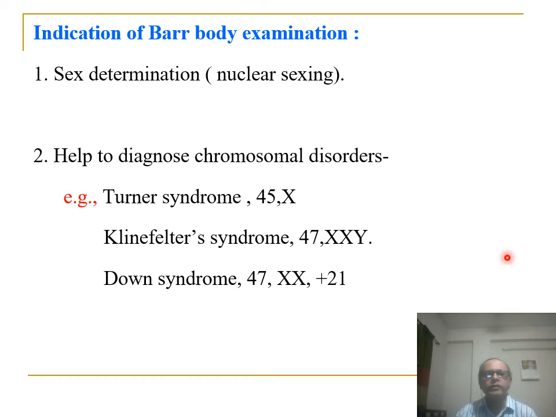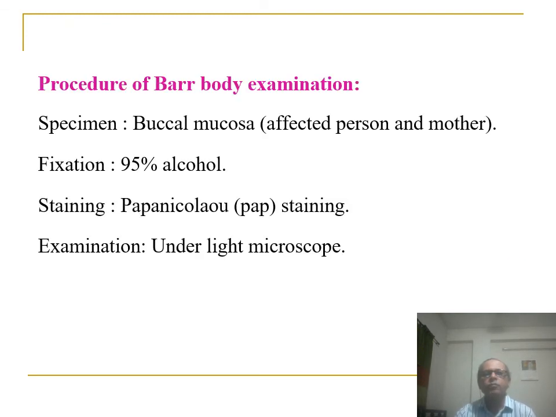Indication of Barr body examination. Number one is sex determination, that is nuclear sexing, and it helps to diagnose chromosomal disorders such as Turner syndrome, Klinefelter syndrome, Down syndrome, etc. Procedure of Barr body examination: usually we take a buccal mucosa smear of the affected person and mother, fix it in 95% alcohol, then staining is done, and then see under light microscope.